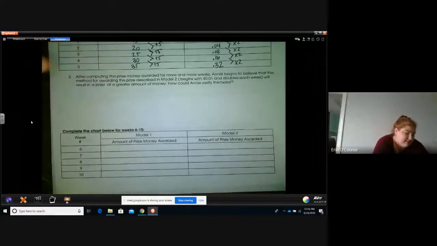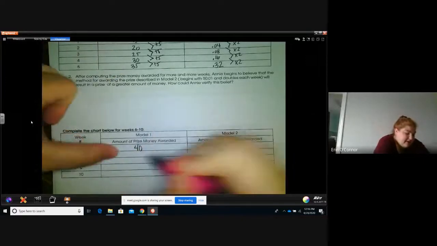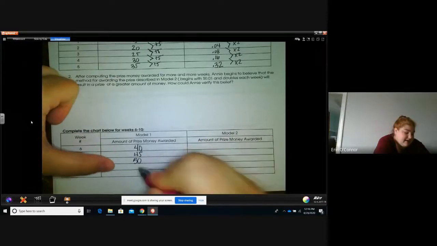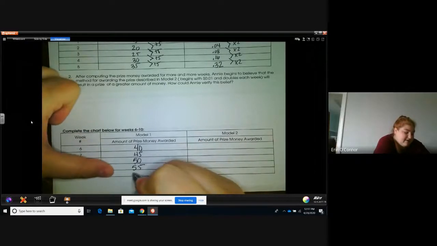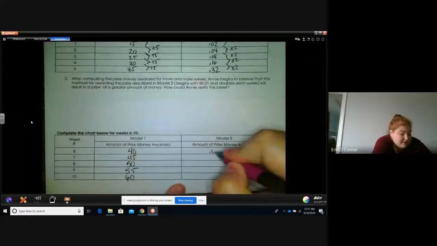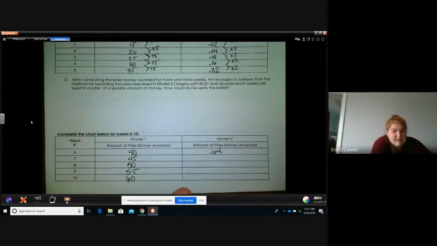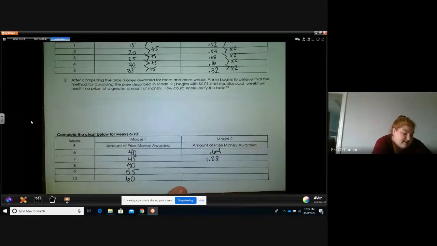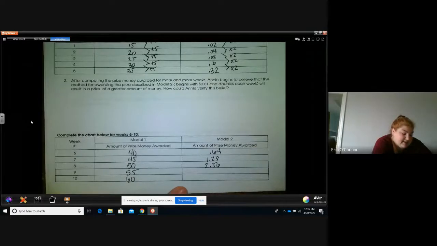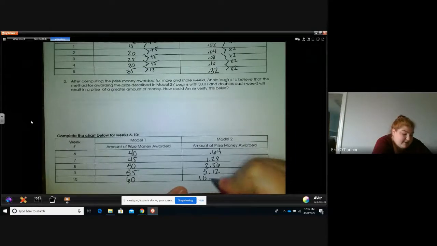So I have 35. I'm adding 5. We have 40. Add 5, 45. Add 5, 50. Add 5, 55. Add 5, 60. Here we're going to keep doubling. We have 0.64 because 32 times 2 is 64 cents. Times 2 is $1.28. Times 2 is $2.56. Times 2 is $5.12. And times 2 is $10.24.